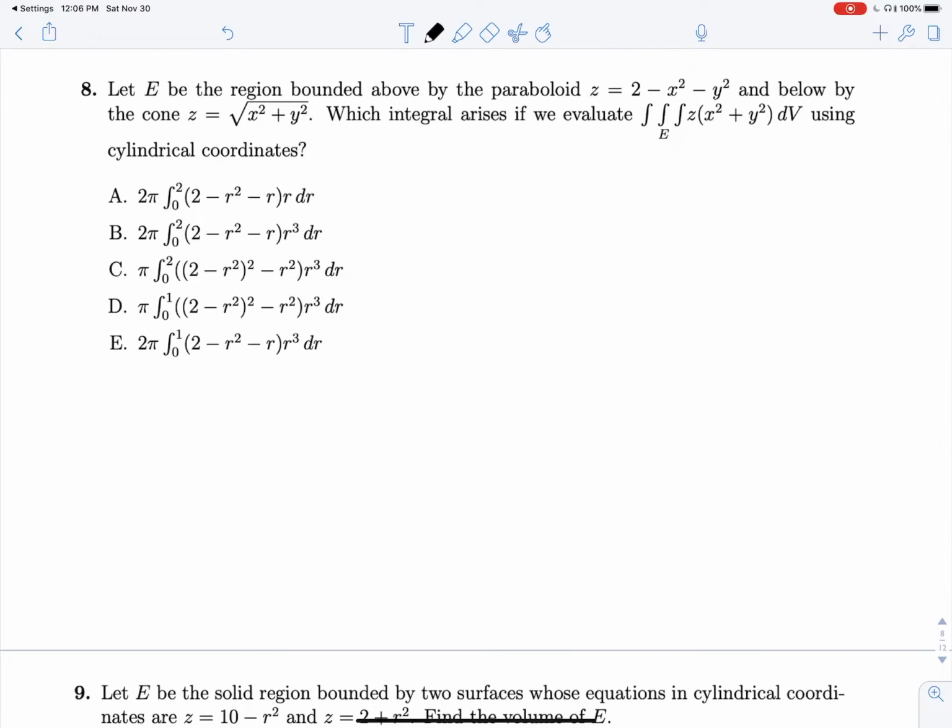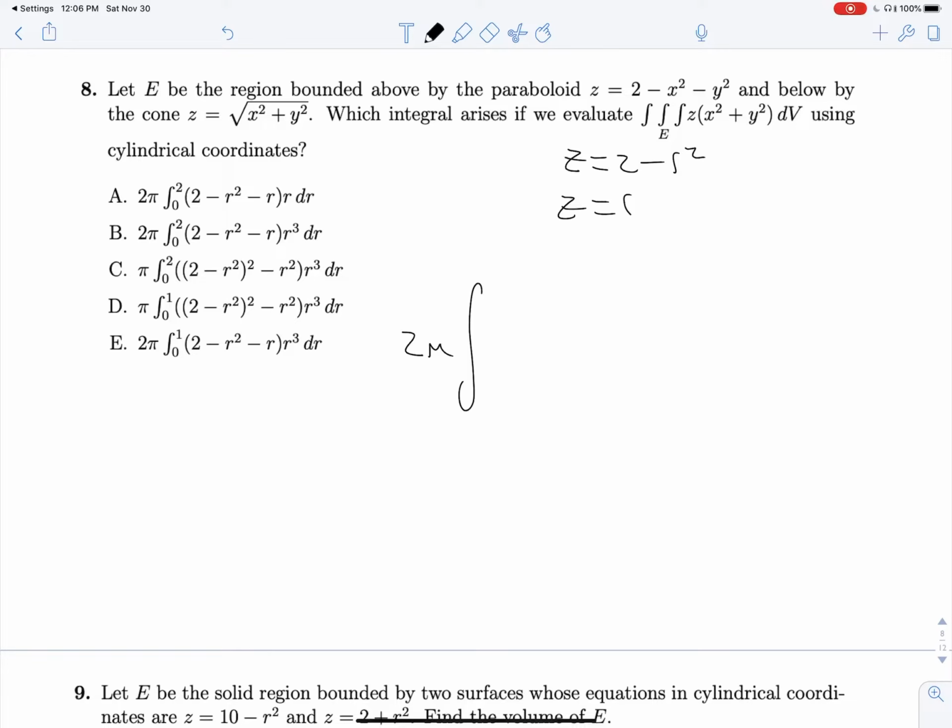Let's let E be the region bounded above by this paraboloid, which we can express as z equals 2 minus r squared, and below by the cone z equals r. And we're told to figure out which integral arises if we evaluate that thing using cylindrical coordinates. Well, we're not bounded on theta at all, so instead of setting up that integral, we'll just put a 2 pi outside of everything.